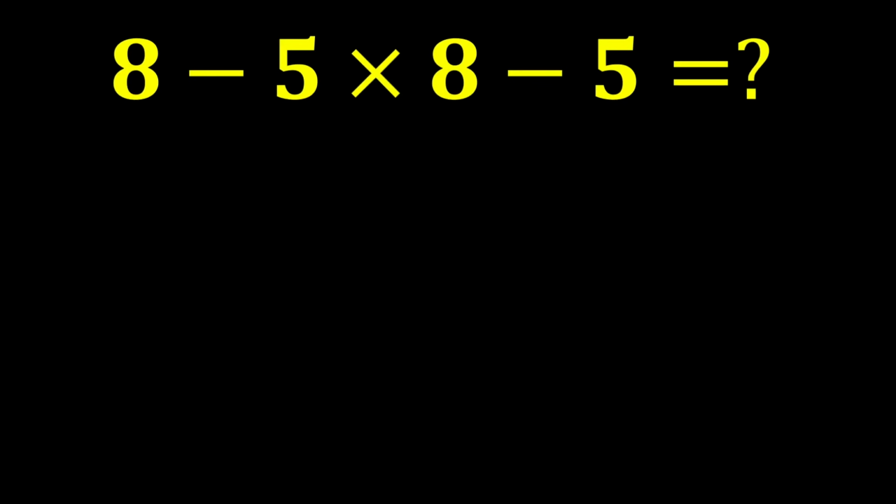8 minus 5 times 8 minus 5. In this expression, there are 2 subtractions and 1 multiplication. According to PEMDAS, multiplication has a higher priority than subtraction, so we first perform the multiplication and then the subtractions.